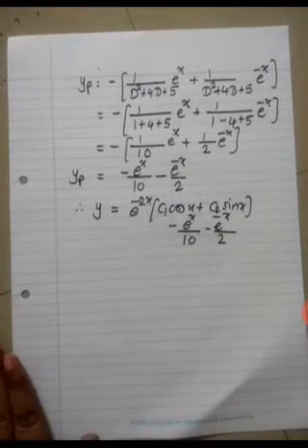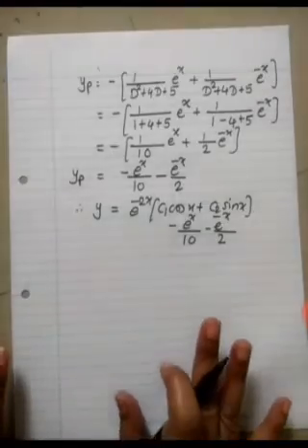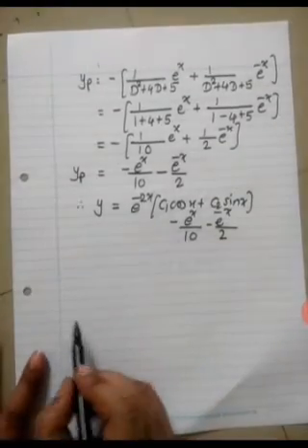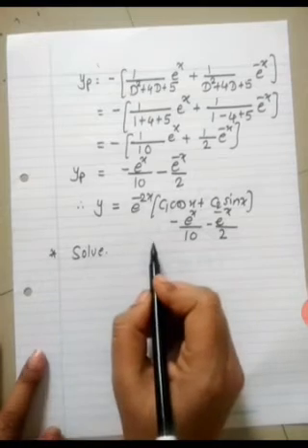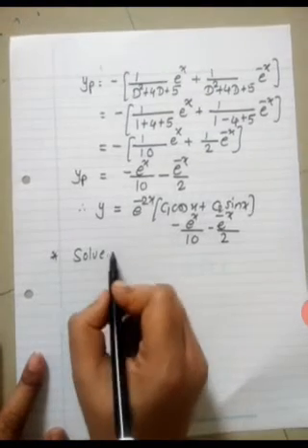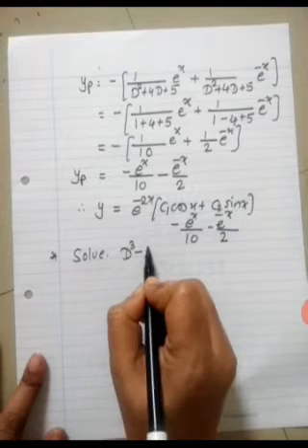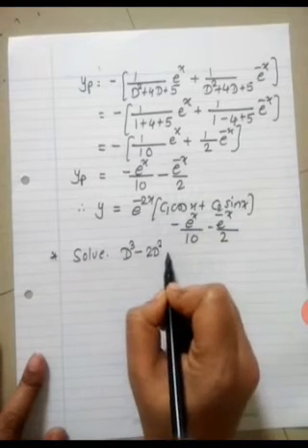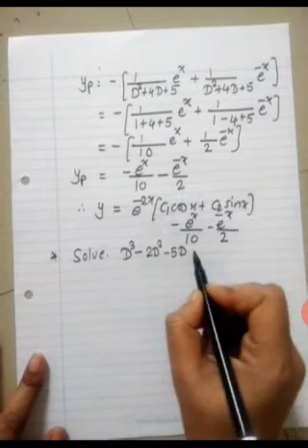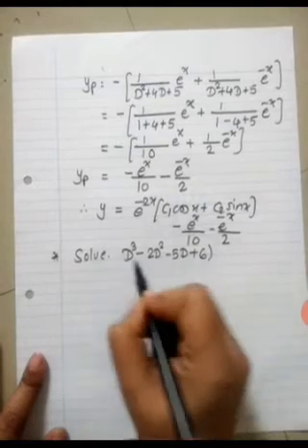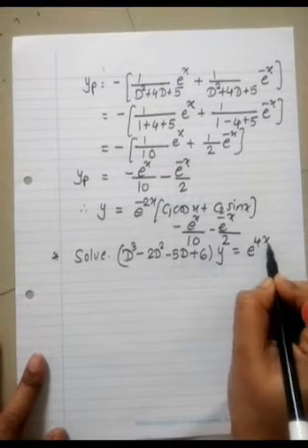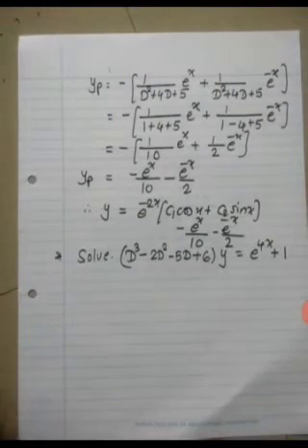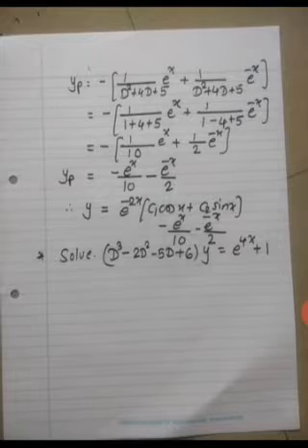Okay, you are going to solve this example. I'll write here. Just try it. Solve D cube minus 2D square minus 5D plus 6, y equal to e raised to 4x plus 1. Solve it.